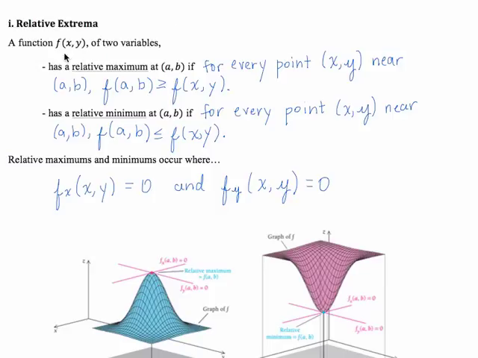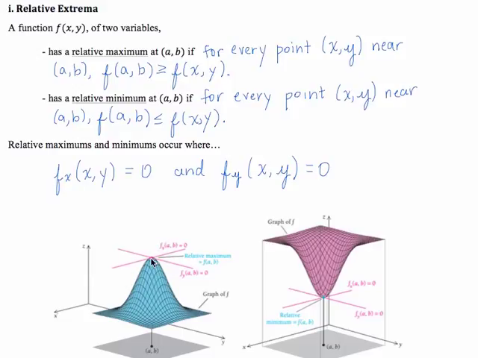In a function of two variables, f has a relative maximum at a point (a, b) if for every point near (a, b), the z value f(a, b) is greater than or equal to all the other z values f(x, y) that are nearby. Here's a picture right here. This has the largest z value at that maximum point. At every point nearby, the z value is lower, less than or equal to that z value at the max.